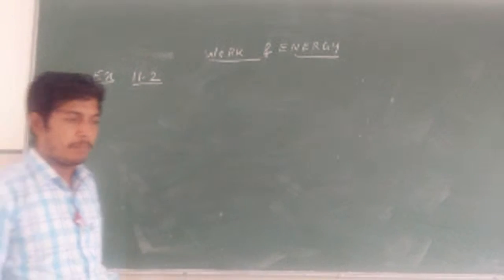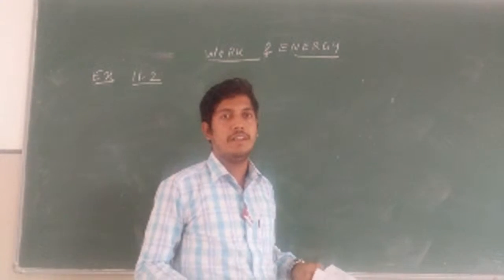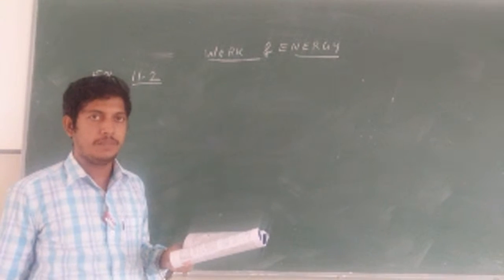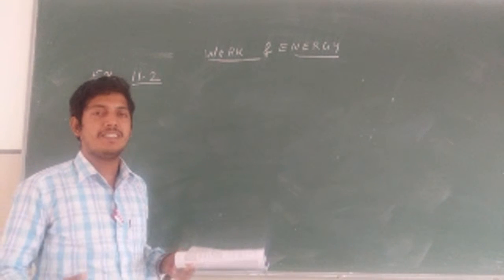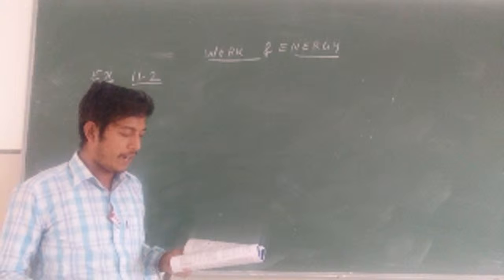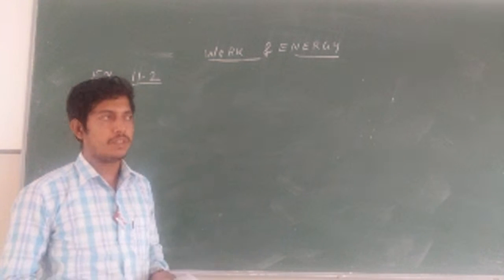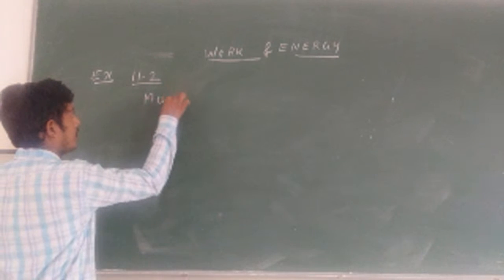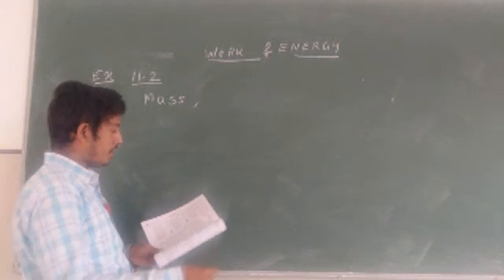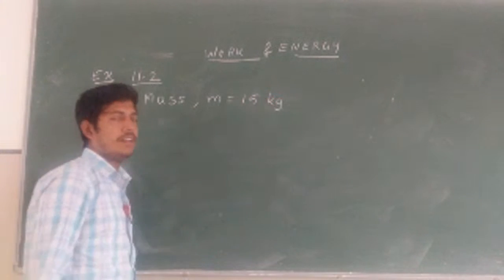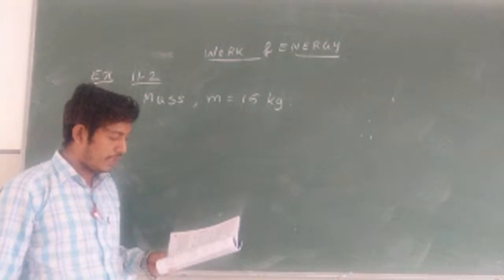So one porter is present, he lifts that bag and keeps that bag on his head, and the height of that porter is 1.5 meter from the ground, and the mass of the luggage is 15 kg. Now we have to find out the total work. First we write the given. Mass of the luggage is given, that is 15 kg.